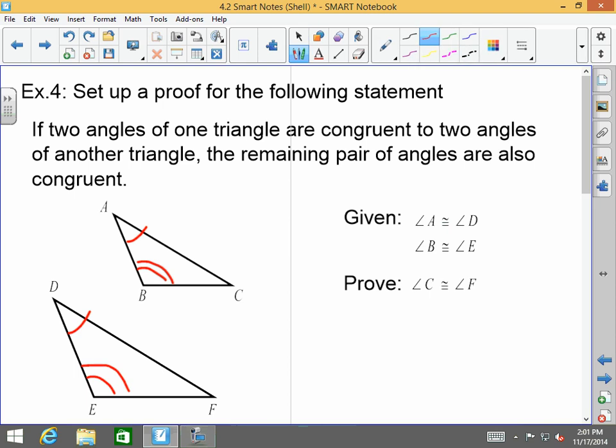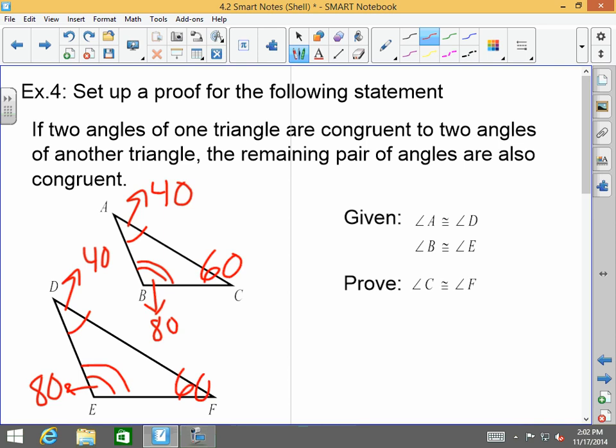Let's assign numbers to it just for giggles. Let's say that this is 40. That means this is 40. Let's say that this is, I don't know, 80. I'm just making numbers up. That means that has to be 80. Well then, 40 plus 80 is 120. This has to be 60. This has to be 60. So they would both be congruent because of the subtraction property. Okay?